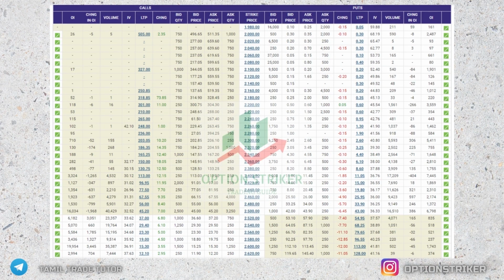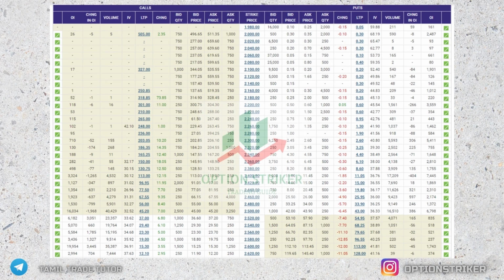Okay, if you look at the screen, this is what an option chain looks like. This is an option chain of Reliance. Now I will explain it on the screen. This is the current month's contract of Reliance. Reliance is trading at the price of 2,500.